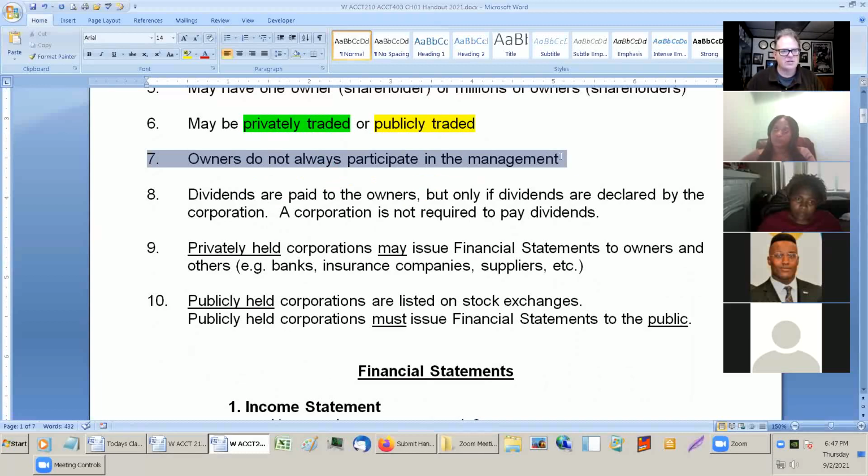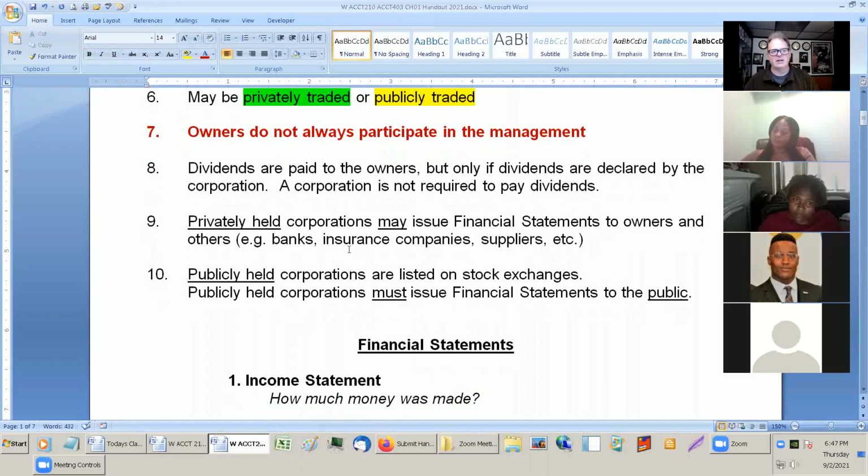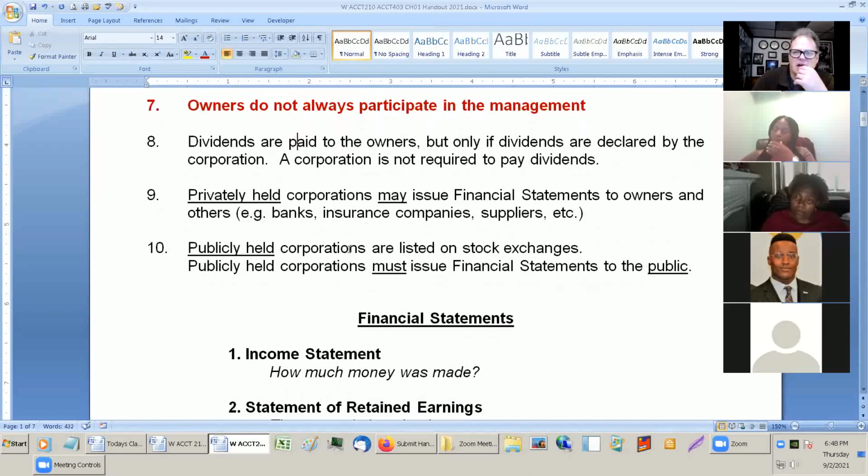And this is one of the big kind of problems, what is one of the good things, but also one of the problems, is that owners do not always participate in the management. For instance, I buy IBM stock. It does not make me a manager at IBM.